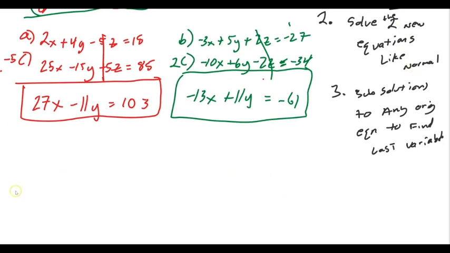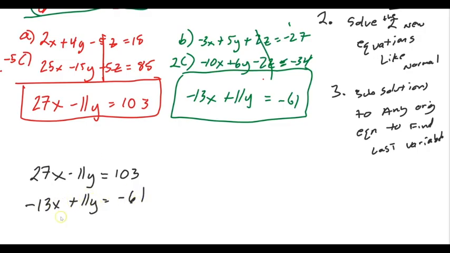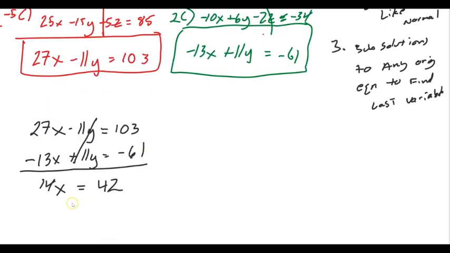I'm just going to rewrite these, right on top of each other. 27x minus 11y equals 103. Negative 13x plus 11y equals negative 61. All we're going to do here is solve like normal. I got lucky in this case because my y's cancel out when I add, and I just get 14x equals 42. Then I divide by 14 and I get x equals 3.